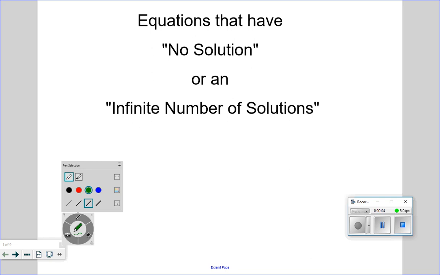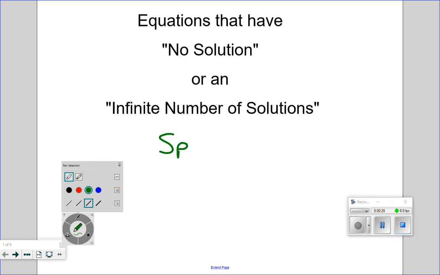Hi guys, today's lesson is on equations that have either no solution or an infinite number of solutions. So for today we're going to be solving equations, and frequently what's going to happen is it's either impossible to solve, meaning there's no value for x that will work, or anything works. That would be an infinite number of solutions.